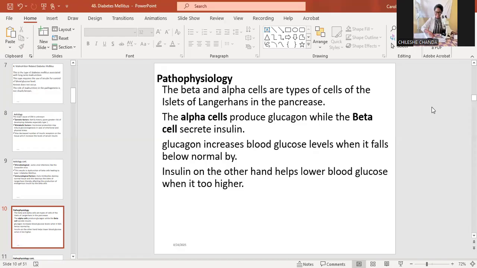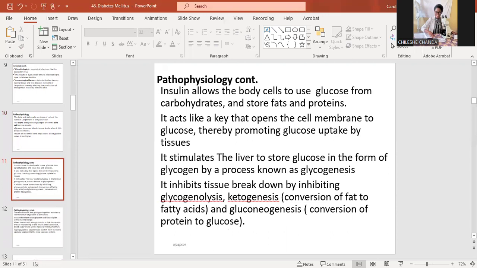On the other hand, we have insulin, which when someone has eaten, helps to allow the cells to take up the nutrients that have been eaten by this person. Therefore, these two hormones are antagonistic to each other. So insulin allows the body cells to use glucose from carbohydrates and store the fats and proteins that have been eaten. So it acts like the key that opens the cell membrane to glucose, thereby promoting glucose uptake by the tissues.